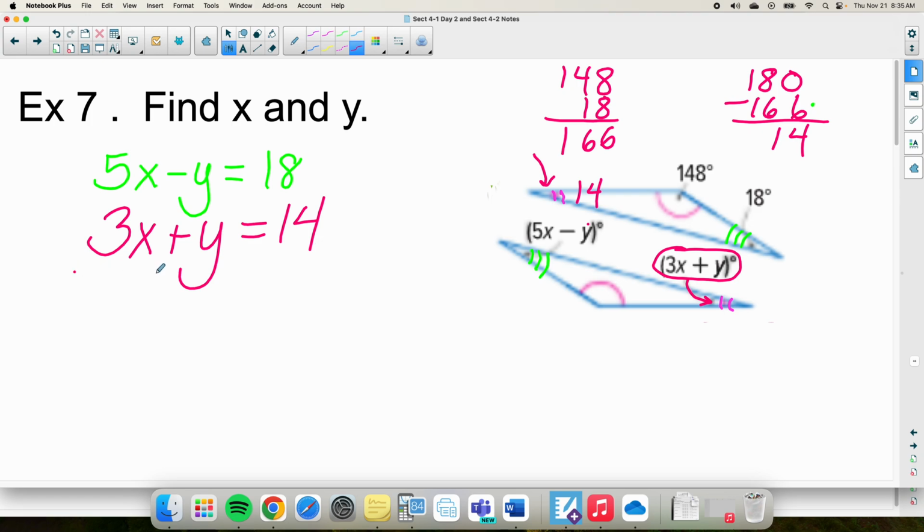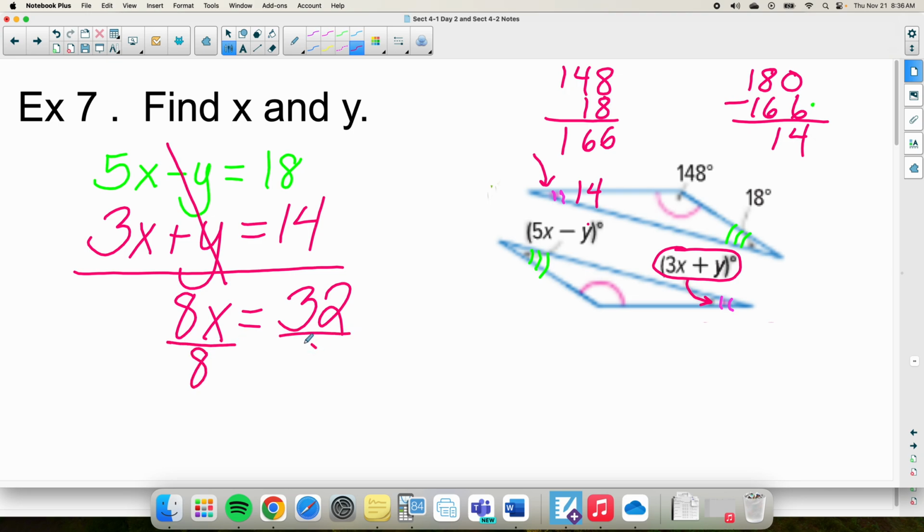This is an easier problem because my y's are going to cancel, right? So these are gone when I add down, and then I just add going down for my x's. 5x plus 3x is 8x. 18 plus 14 is 32. Now I can solve for x, and I get that x is 4. So that is one of my answers. Now I have to solve for y.